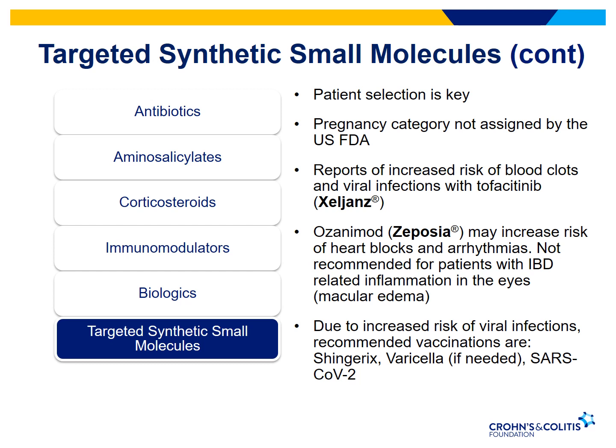Xeljanz or tofacitinib has been associated with increased risk of blood clots in the legs, as well as blood clots in the lungs, especially in individuals over the age of 50. It's probably best avoided in those that have risk factors for any cardiac disease or prior history of blood clots. It is also associated with increased risk of viral infections. Ozanimod or Zeposia, also associated with increased risk of viral infections. More about that in a minute.